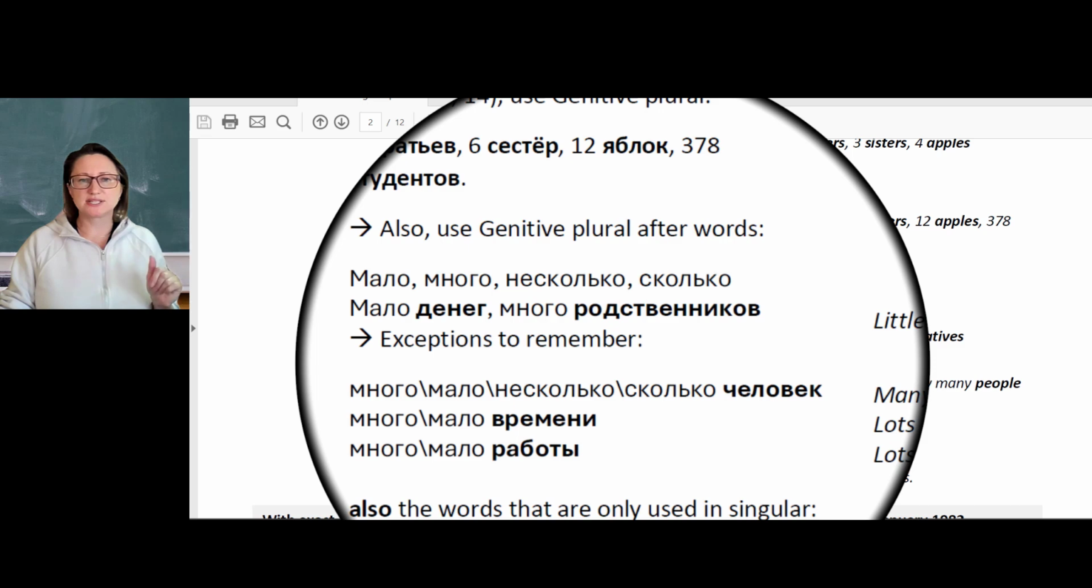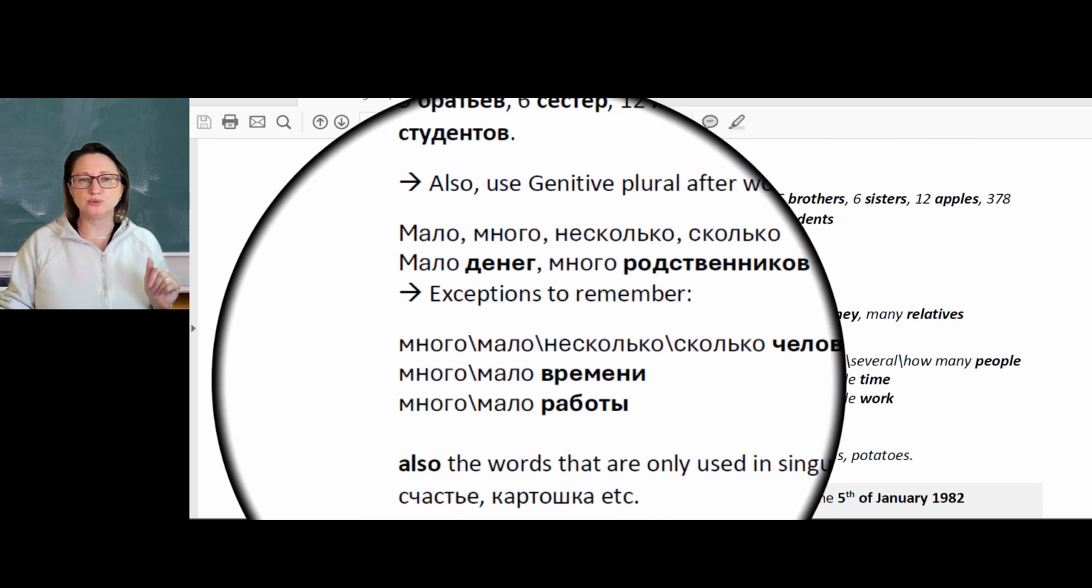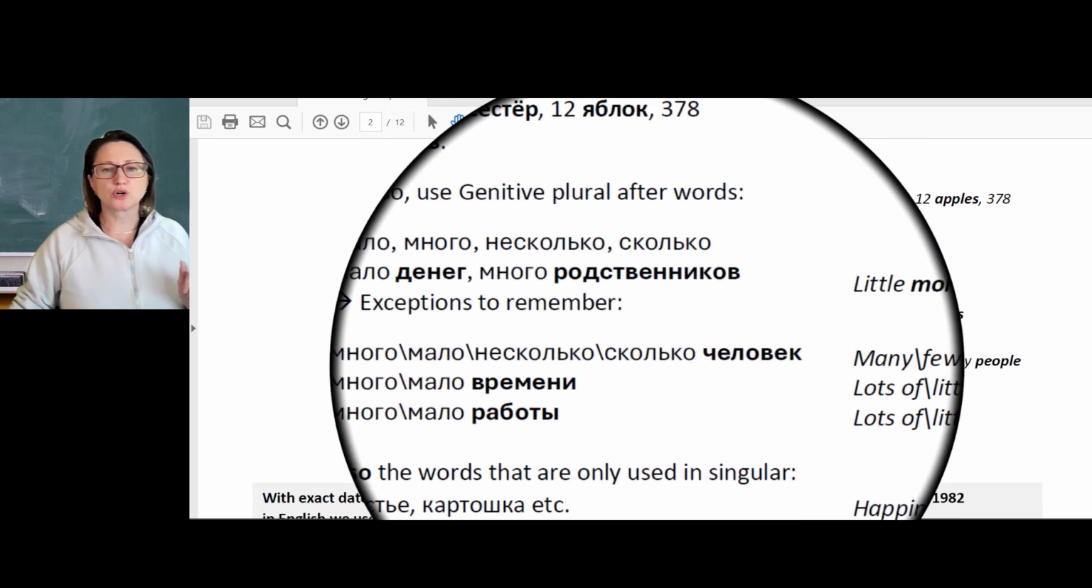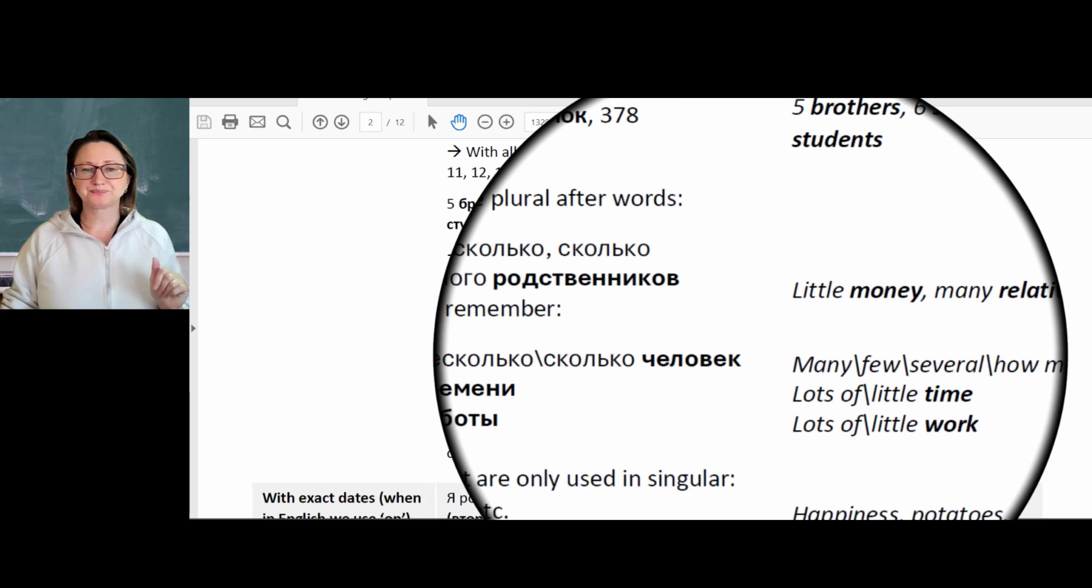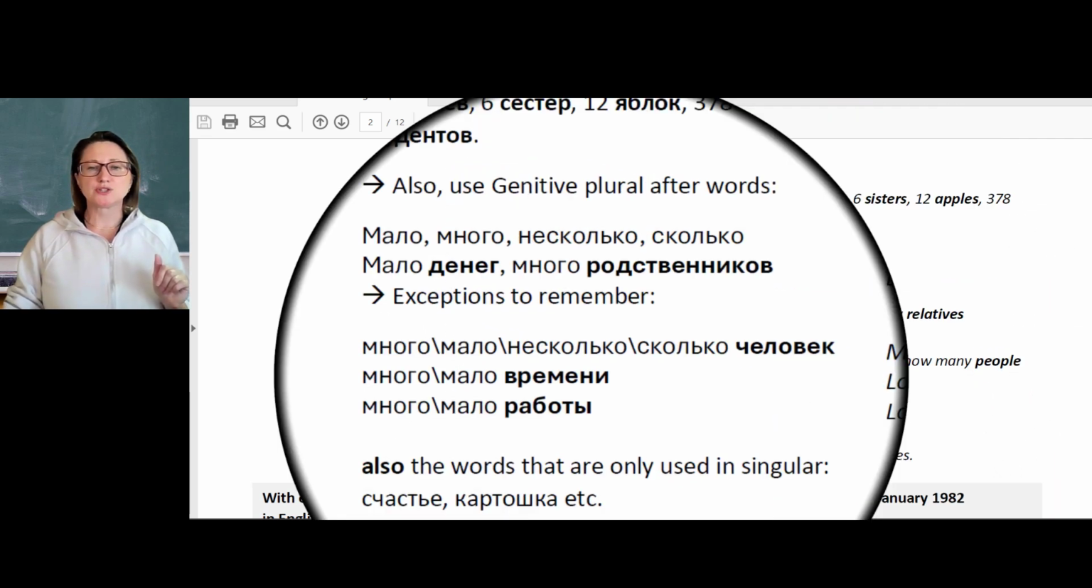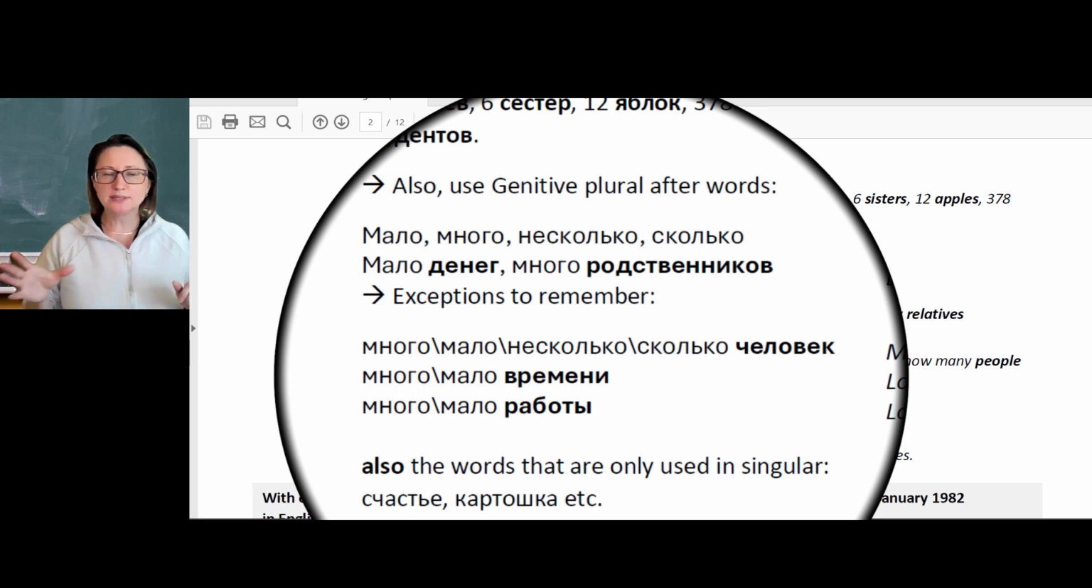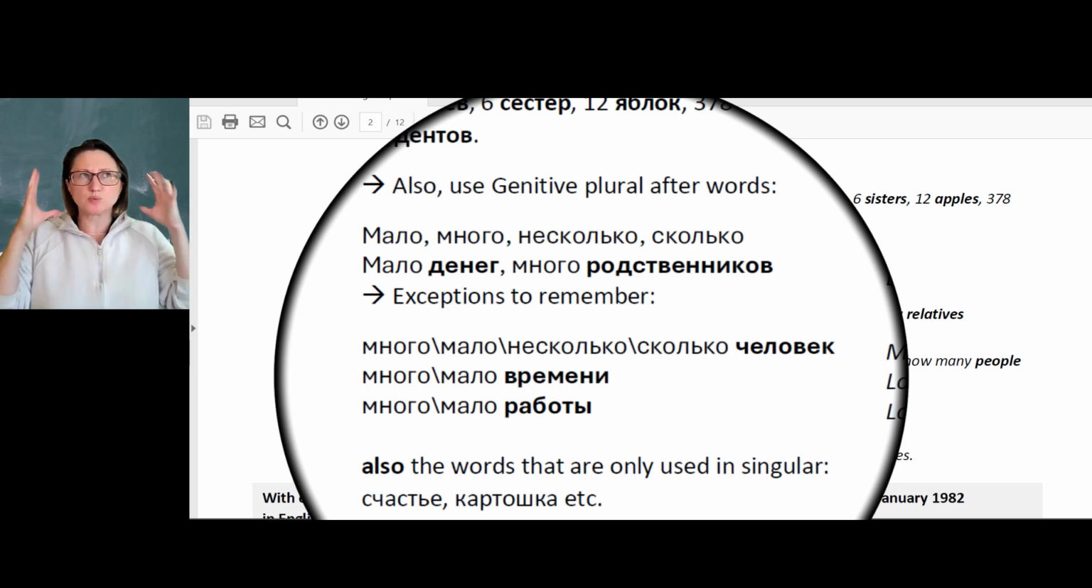Some exceptions I'd suggest you just remember because we use them a lot. And that's the word человек. So много человек, мало человек, несколько человек, сколько человек, many, few, several, how many people. Same with time, lots of time, little time, много времени, мало времени. Same with work, lots of work, or a little bit of work. У меня много работы. I'm swamped with work. I have a lot of work to complete.